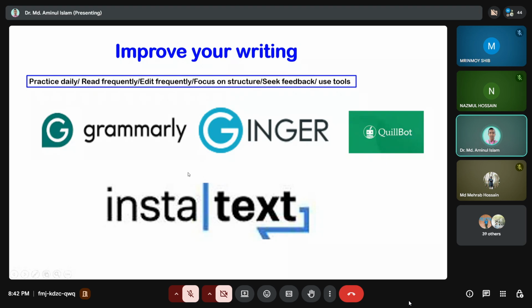So in order to improve your manuscript or even fourth year report, you can use these softwares to improve your writing quality, which will help you to publish it in a good quality journal.